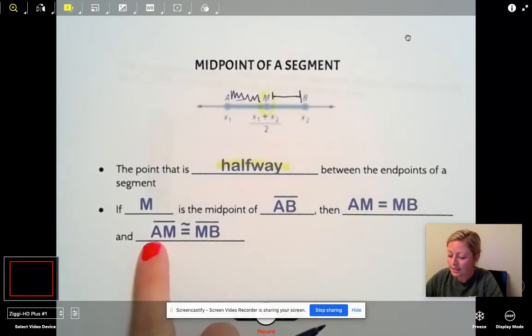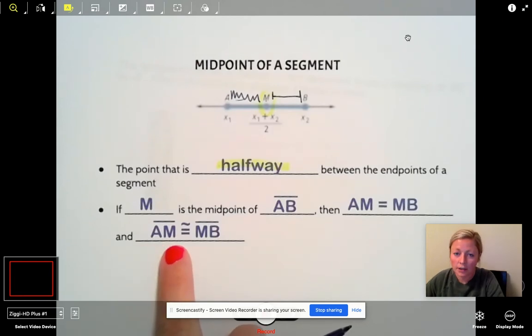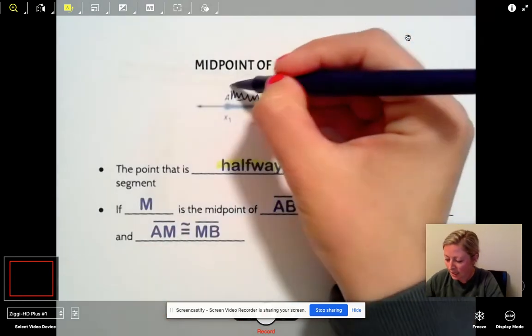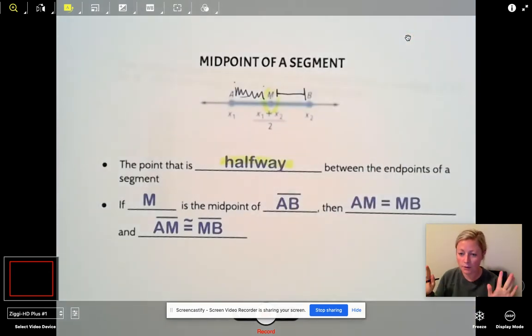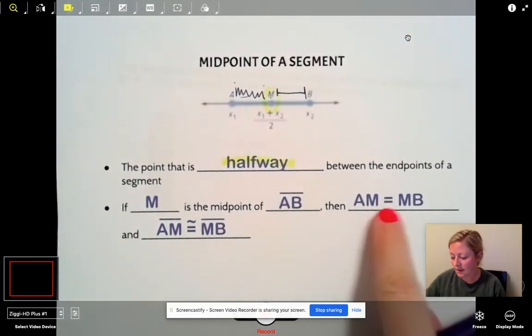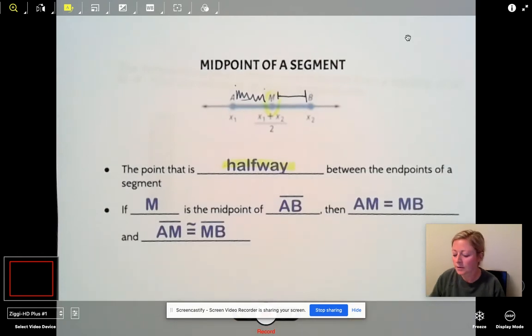And then it's saying the actual segments themselves are congruent. So segment AM is congruent to segment MB. Again, one of those weird technical things we do in math. They basically mean the same thing here, but their notations are different.